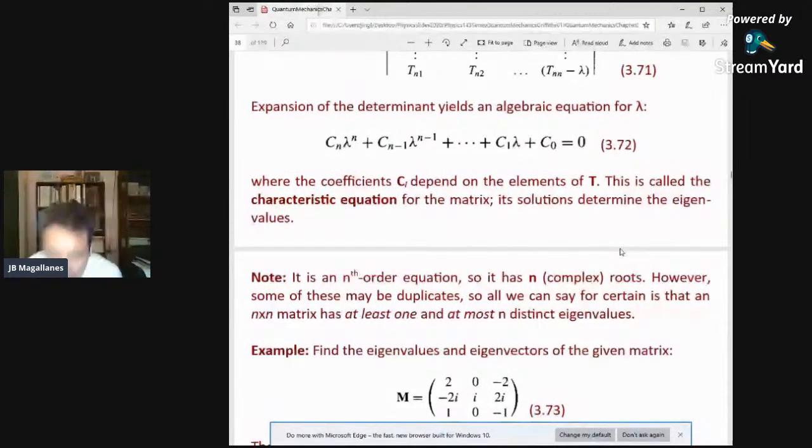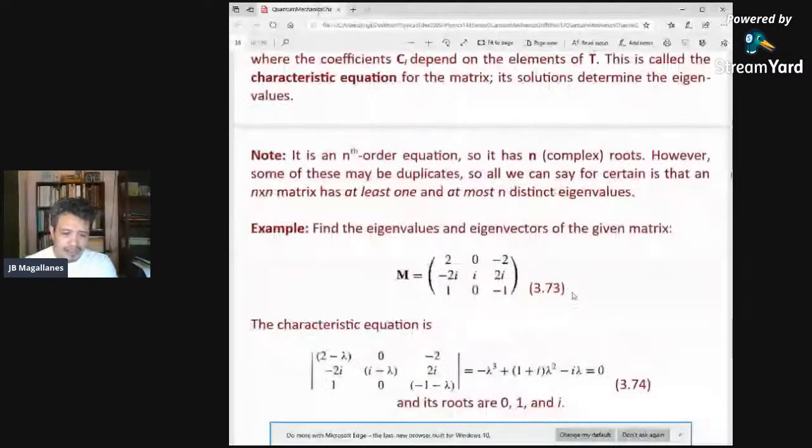So this is an nth order characteristic equation. You have Cn lambda to the n, plus Cn minus 1 lambda to the n minus 1, plus, and so on until C0. This is equal to 0. It has at least 1 and at most n distinct values. The roots could all be the same value, so that you will only have one value for the roots. But the roots could also be different values. So it has at least 1 and at most n distinct values.